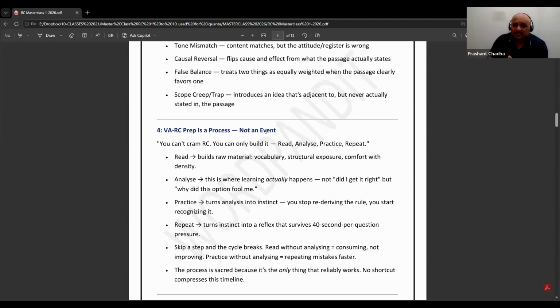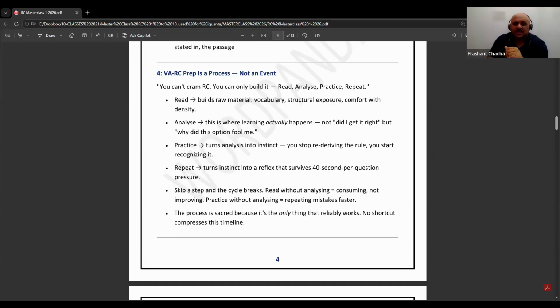Fourth, always remember VARC prep is a process. Solving passages for 1 week and then not seeing any improvement and then quitting, that is not going to resolve anything, right? That means you've quit the process. You cannot let go of the process. Don't have expectation. This is almost like spiritual or meditation, you have to do this without expectation. If you have expectations, you will struggle, right?